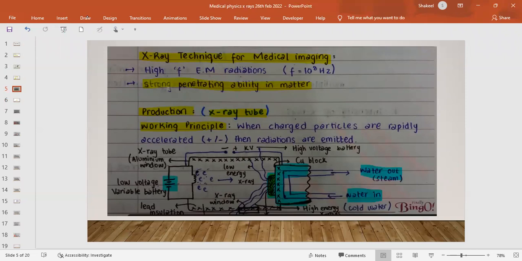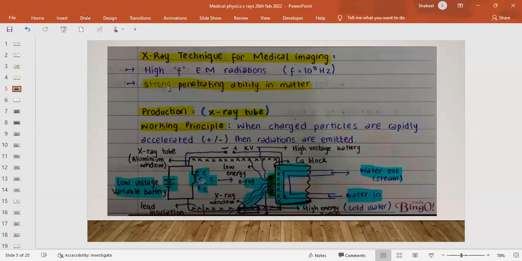So on your left side is the low voltage battery connected to a filament, and when the low voltage battery is switched on, it will be producing a lot of electrons through thermionic emission, and then these electrons will be moving towards the metal target, again inside the vacuum. And when the electrons hit the metal target, which is usually made up of tungsten, those electrons are going to decelerate, and hence they will emit energy in the form of X-rays and many other rays as well.